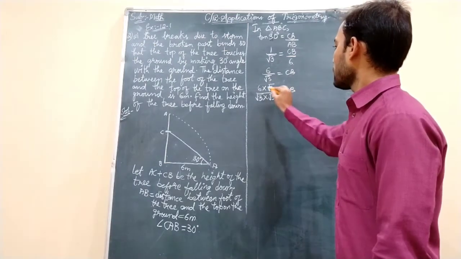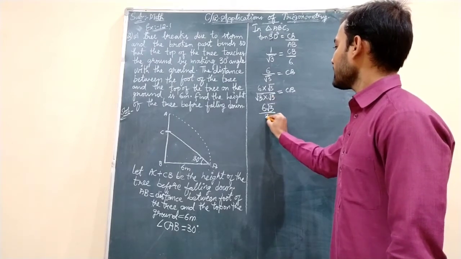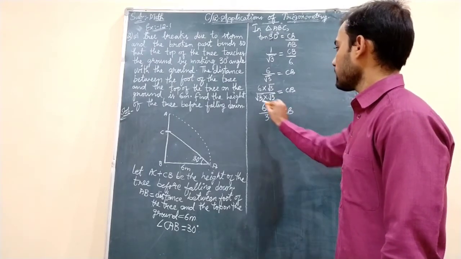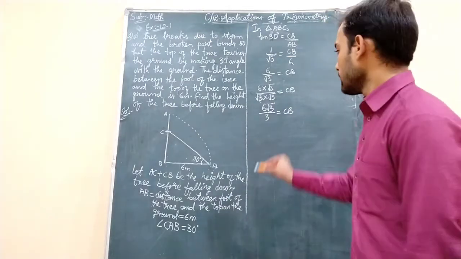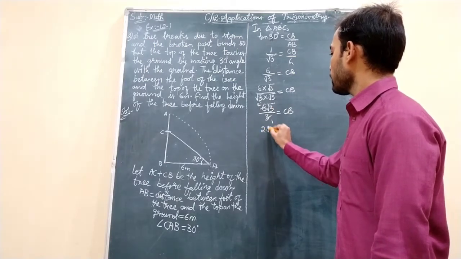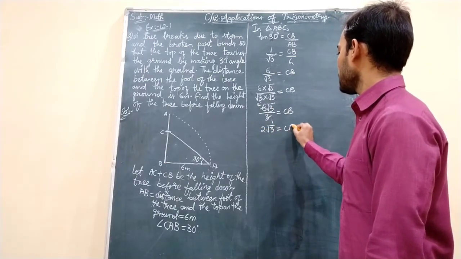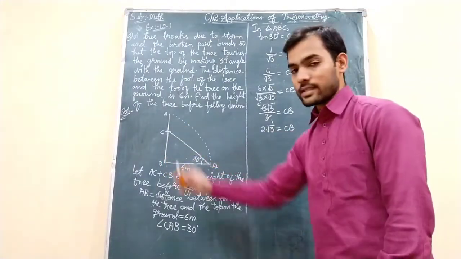Equals CB. Now 6 into root 3 is 6 root 3, by root 3 into root 3 is 3, is equal to CB. This also we have learned. When two same irrationals are multiplied, we will get a number without root. So now 3 ones are 3, 3 twos are 6, so 2 root 3 is equal to CB. So we got CB. Now we have to find out AC also.